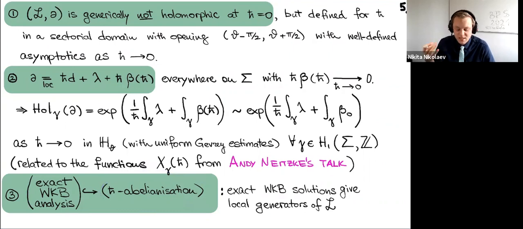And one way to say it is that if you have a singularly perturbed differential operator, you can try to construct its exact WKB solutions using exact WKB analysis. And then what you find out is that these solutions actually give local generators for this abelianization line bundle L, or more precisely, the one jet of these exact WKB solutions gives local generators of L.